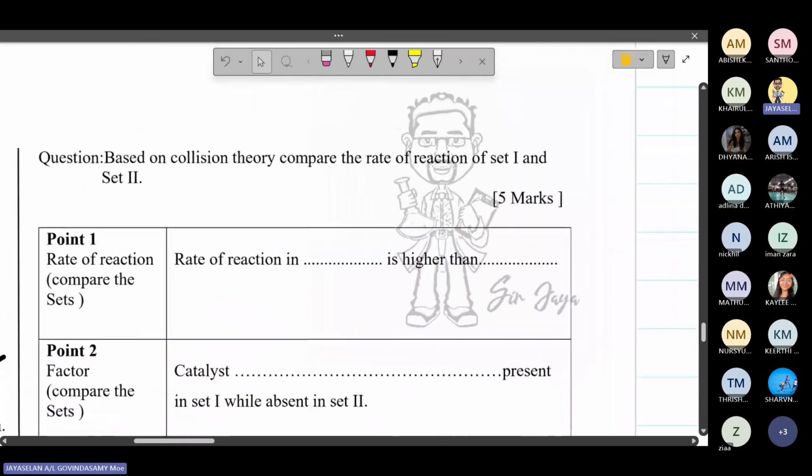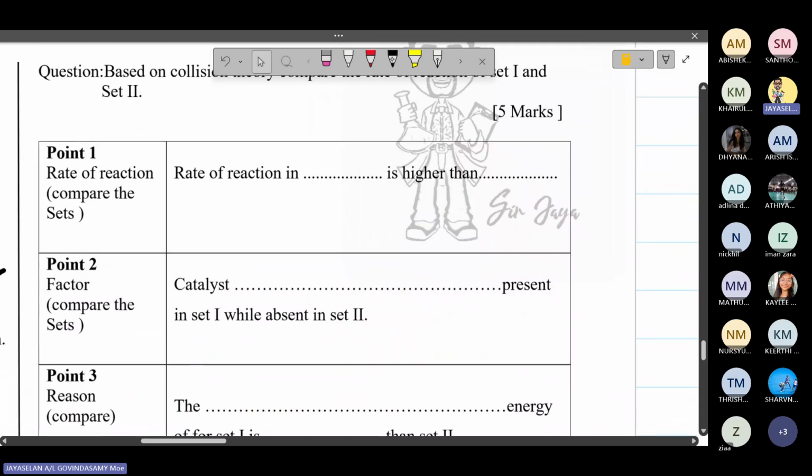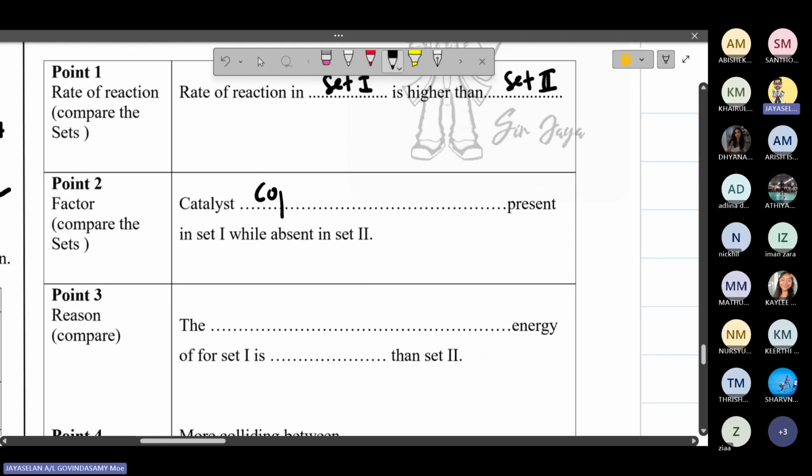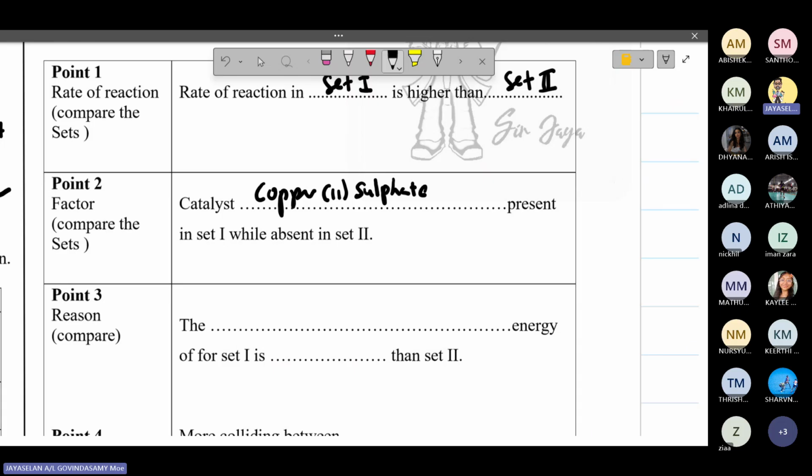Kita tuliskan. Okay, collision theory, compare, 5 marks. Okay, we do together. The rate of reaction of set 1 is higher than set 2. You already score 1 mark. Okay, the factor catalyst, right? Catalyst copper 2 sulfate. You must state which one is catalyst. Catalyst copper 2 sulfate present in set 1 while absent in set 2. Mungkin cuprum 2 sulfat ada dalam set 1 manakala tidak ada dalam set 2. Any question? You already score point number 2.